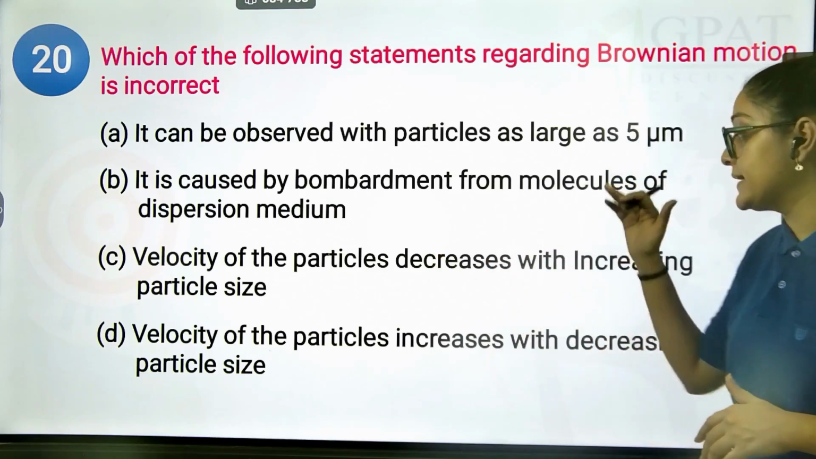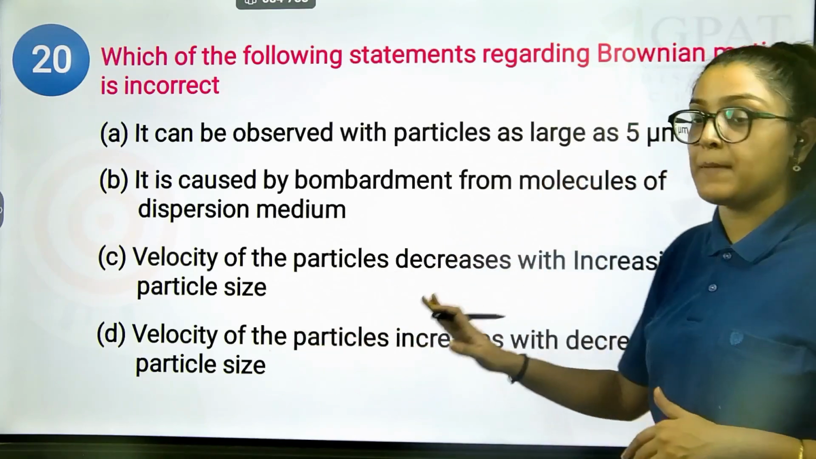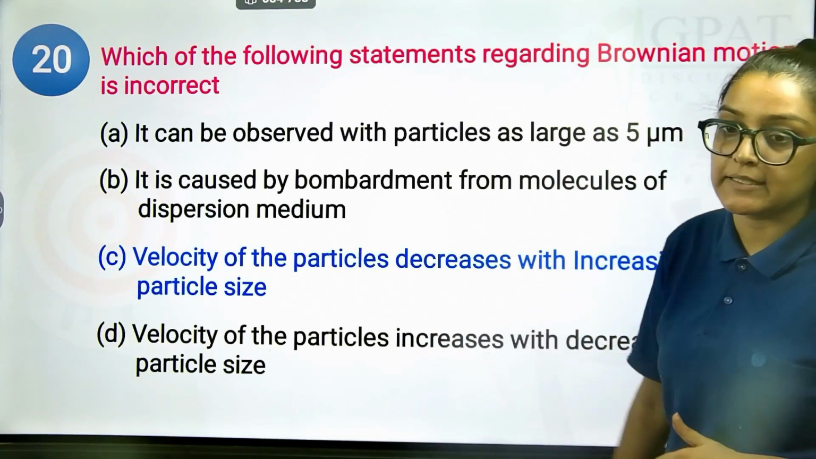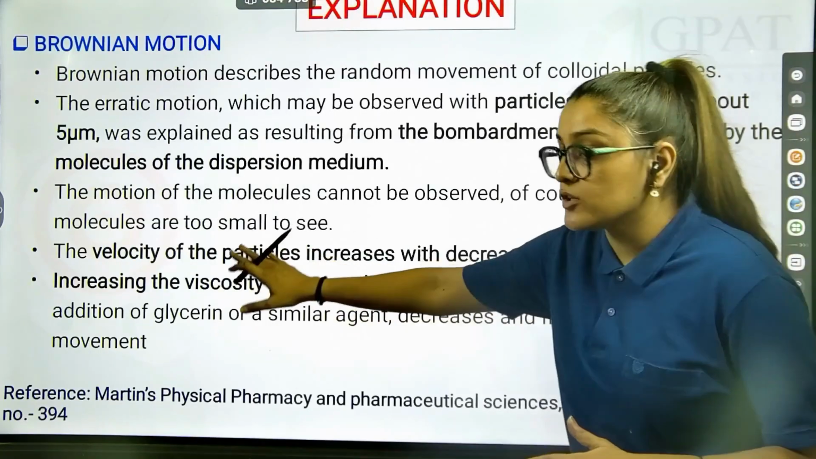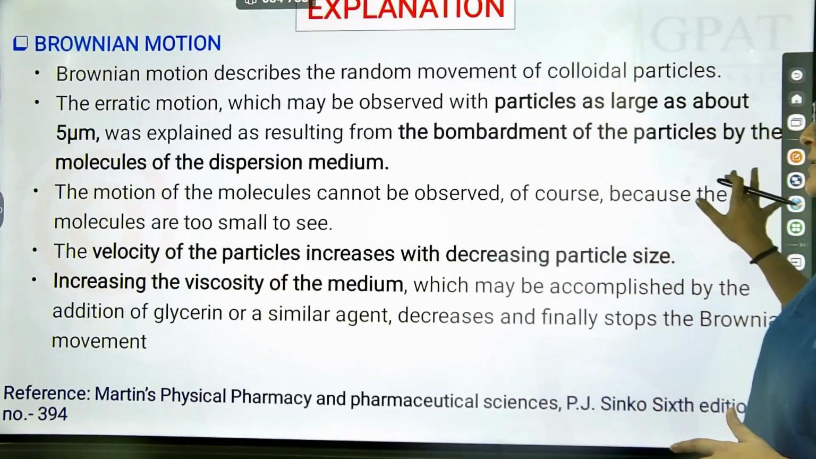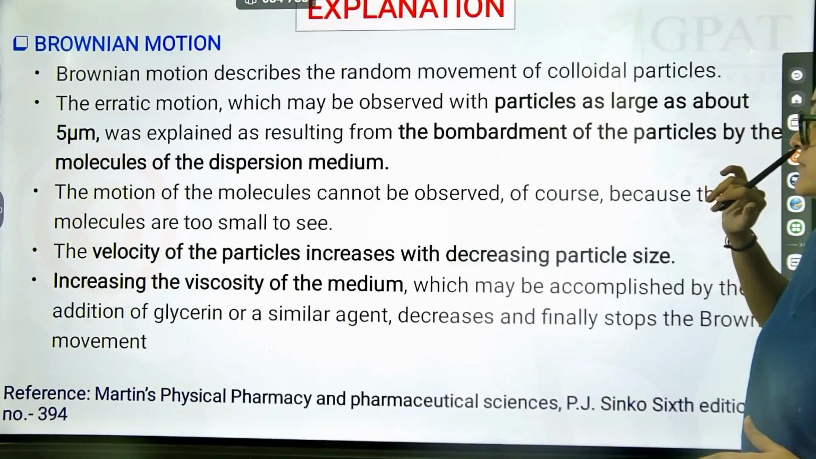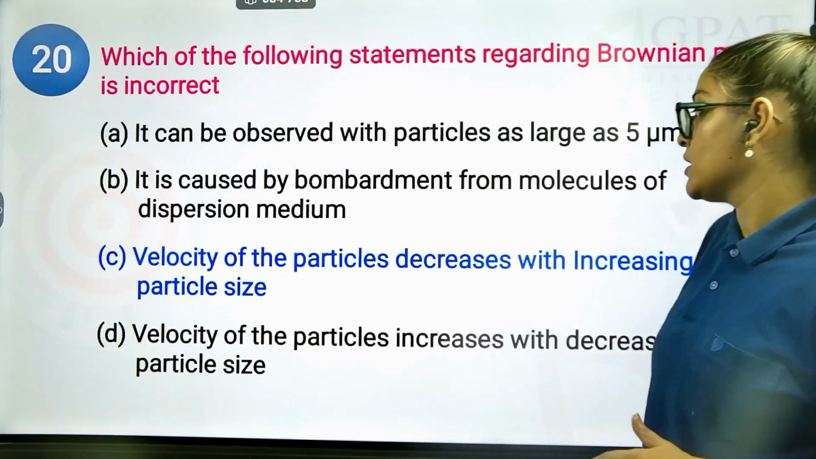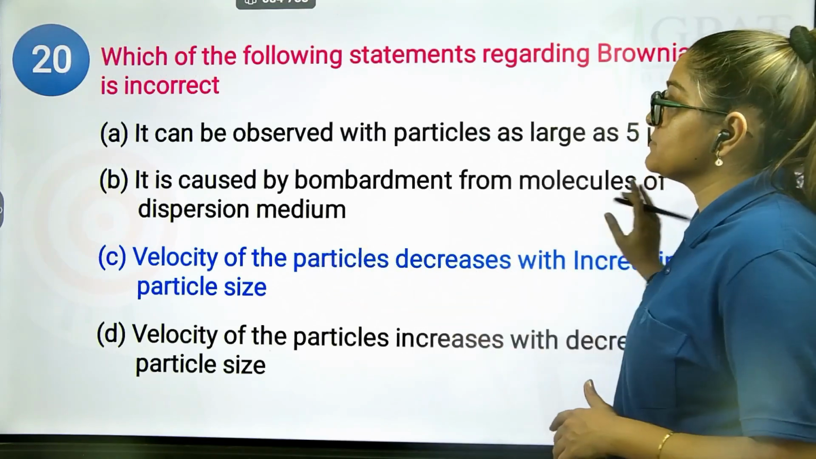Velocity of the particle decreases with increasing the particle size. Velocity of the particle increases with decreasing the particle size. No, generally the viscosity of the particle does not decrease with increasing the particle size. Okay, option C is incorrect. So velocity of the particle increases with decreasing the particle size. Okay, just a second. Here this might be incorrect. Okay.